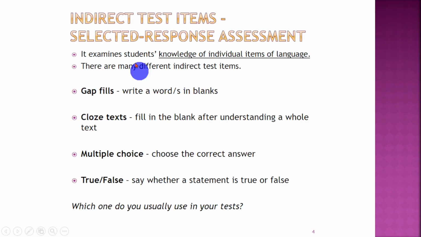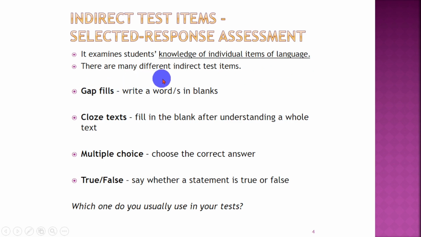So its types are fill in the blanks. For example, if we ask who was the first president of Pakistan, who is the present prime minister of Pakistan, and who is the founder of the World Bank, these types of tests are indirect tests. Indirect test items are selected response assessment. They examine student knowledge of individual items of language.